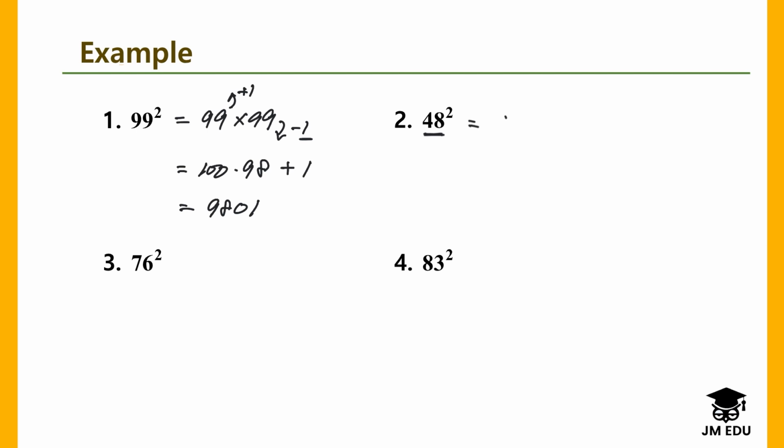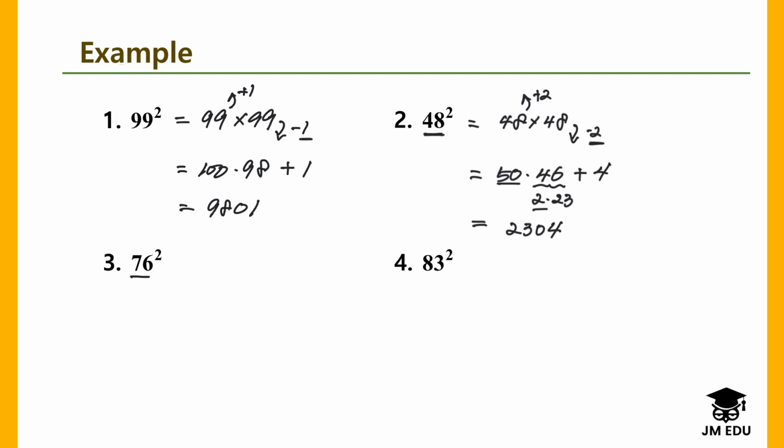48 squared. 48 is close to 50. So that is equal to 48 times 48, plus 2 minus 2. So that's going to be 50 times 46 plus this number squared, 4. So this number is 2 times 23. 50 times 2, that's 100. So 100 times 23, that's 2300, plus 4, 2304.